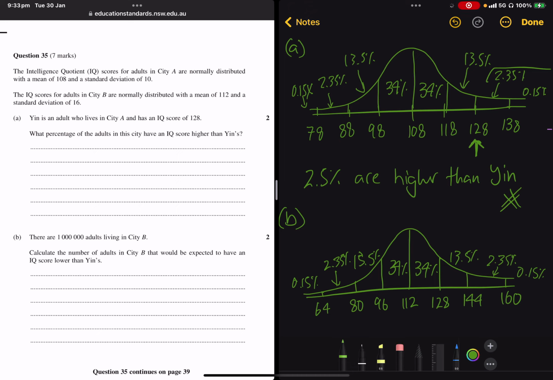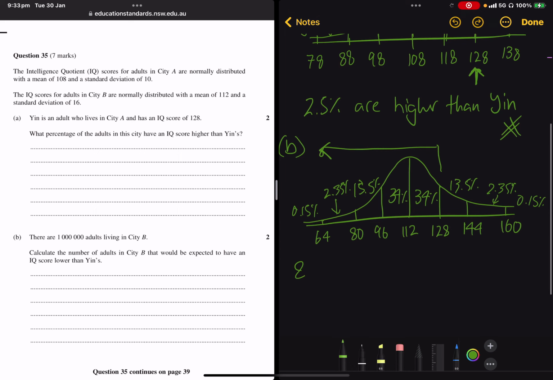The question is, what percentage of people in this city have an IQ less than 128? Well, that's everyone down from 1 standard deviation up. So that's the 50% at the bottom plus 34%. That means 84%. 84% of people in City B have IQ less than 128.